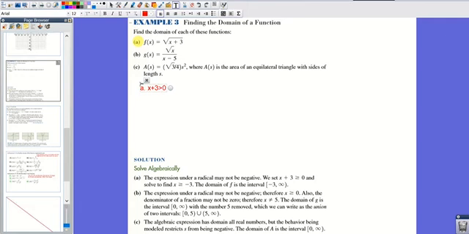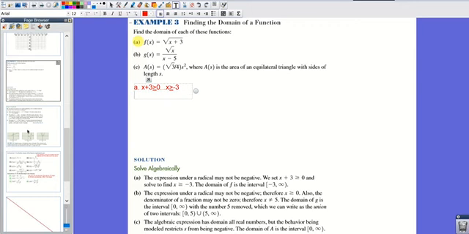Or you can take a square root of zero, I mean. That's okay. So it needs to be greater than or equal to 0. And if you solve this, you get x is greater than or equal to -3. And that's A.